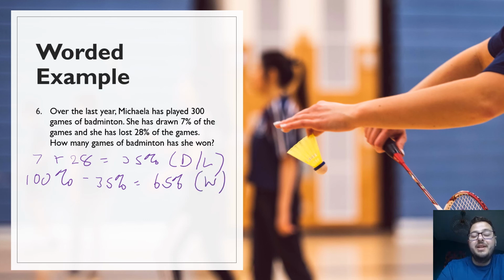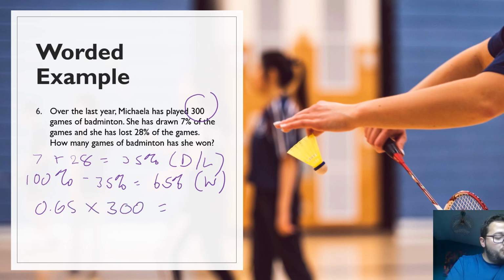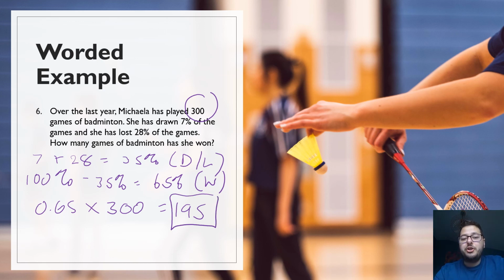And that is won. So we just want to find 65% of the games she's played, which is 300. So 65% is 0.65, and we times that by 300. So 0.65 times 300, and that gives us 195. Okay, and just like before, you could have done it the other way. You could have found 7% of 300 first, then 28% of 300, then added them up, then taken them away from 300. But that gets a bit too much hard work. So this is the quickest way of doing this question, I think.